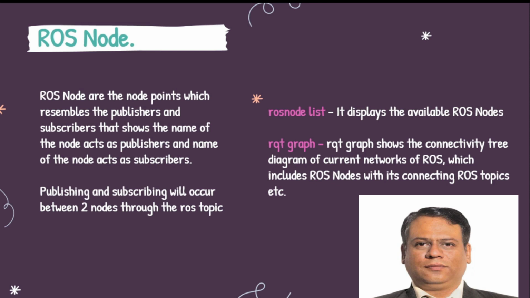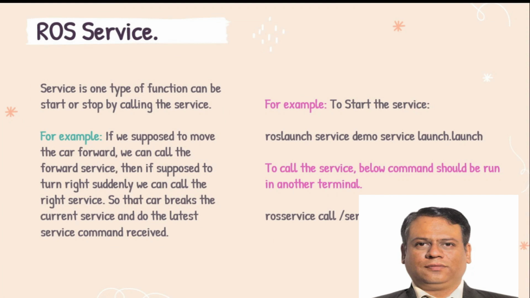And then rqt_graph. rqt_graph is going to give you a graph kind of representation, like which node is where, and how it is connected. That kind of graphical representation will be shown to represent how many nodes there are and where they are connected. Those things can be represented with the help of ROS node. I hope you got this. So that's about ROS topic and ROS node, and then we are moving on to the ROS service.